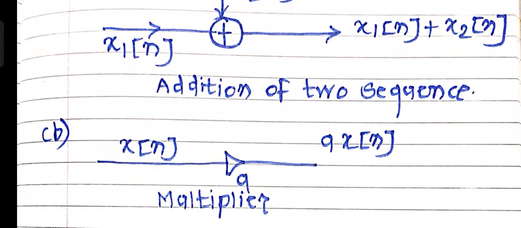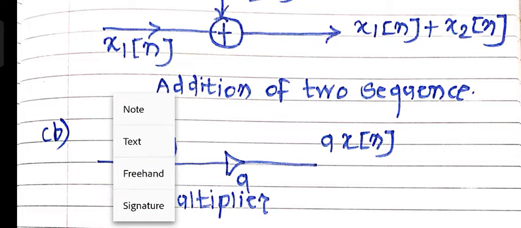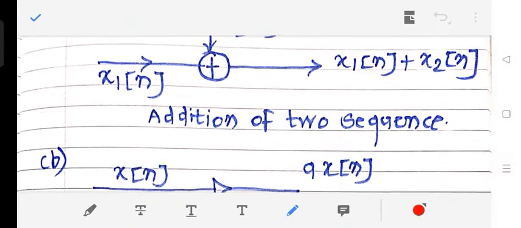Then we have the multiplier, that is the scalar multiplier, or the gain multiplier. x of n, and A is the multiplier. This represents the arrowhead.